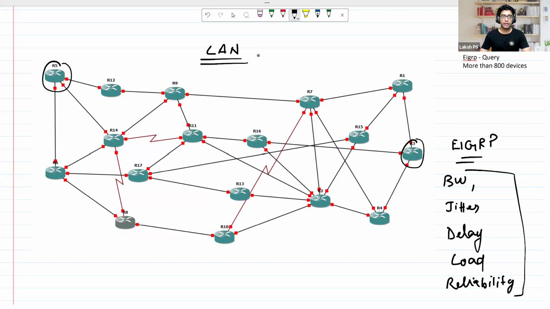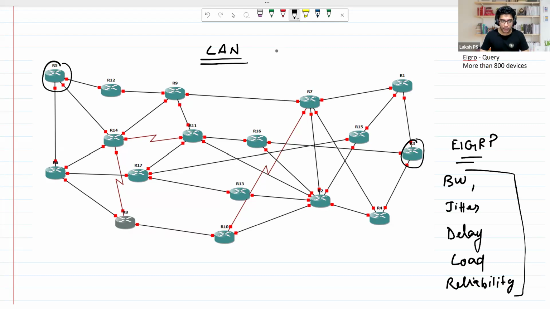Okay. If you remember, we were talking about the 3-tier architecture in our earlier session, where we had the access layer, distribution layer, and core layer. So that was our enterprise section. In there, we prefer using EIGRP.